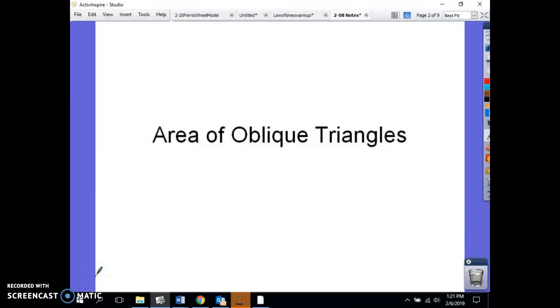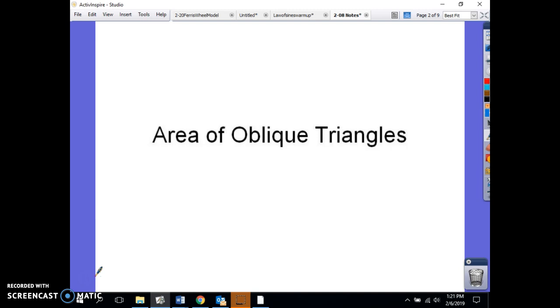Okay, so today we're going to be covering area of oblique triangles. Now, many of you may remember from geometry that in order to find area, typically for triangles, we've done area equals 1/2 base times height. Well, there are times where you're not able to find the height of the triangle or the length of the base, and then the formula won't work.